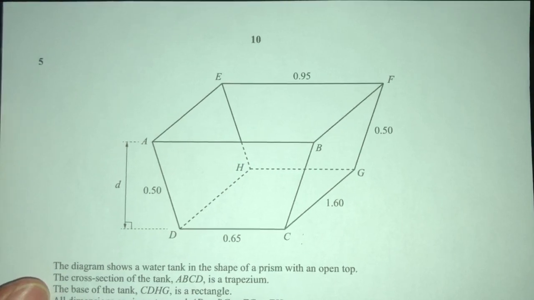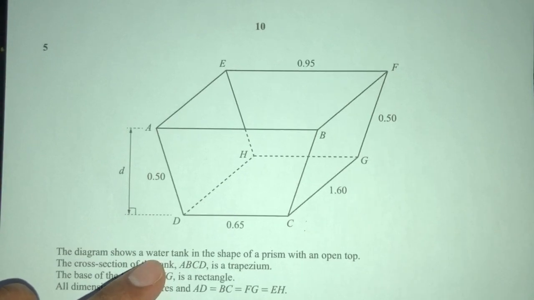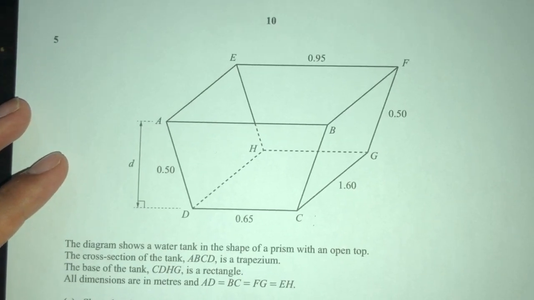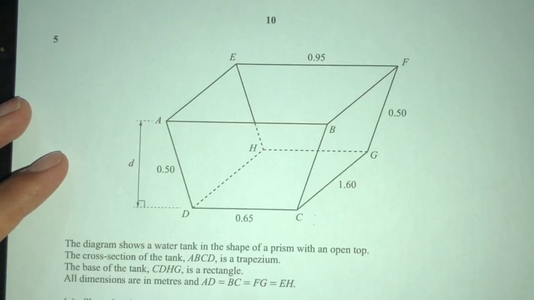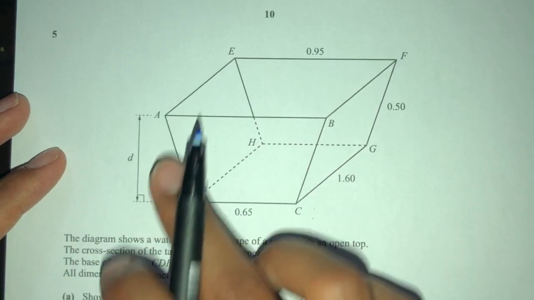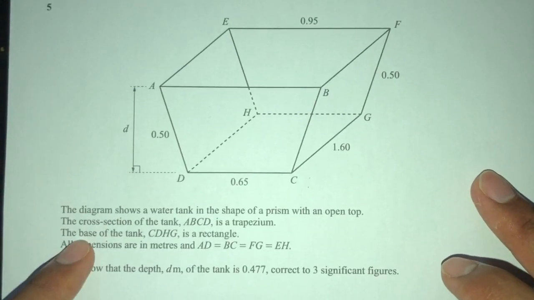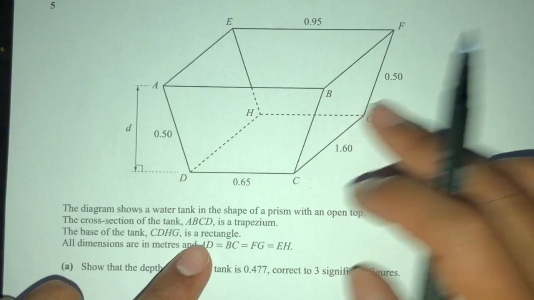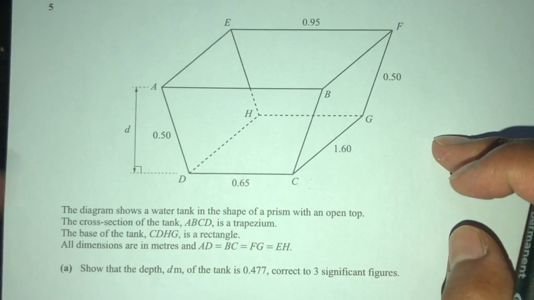Okay, now let's move on to question number 5. So here what do we have? We have the diagram shows a water tank in the shape of a prism with an open top. So the top here is open, it is not closed, so we don't have this top right here. Now the cross section of the tank, which is A, B, C, D, as you can see, is a trapezium. Now the base of the tank, CDHG, is a rectangle. This is the length and this is the width of the rectangle.